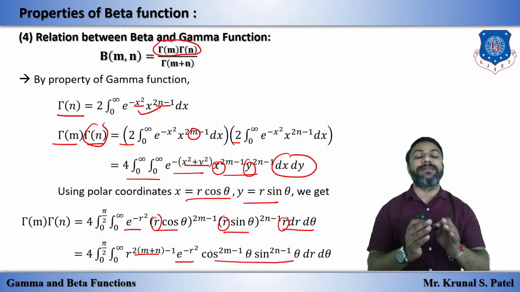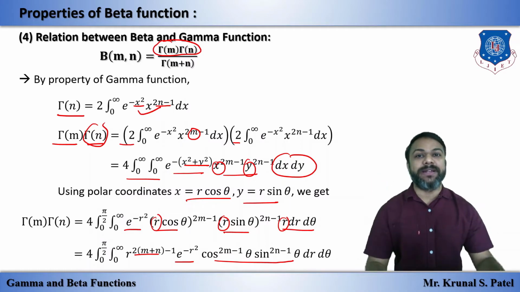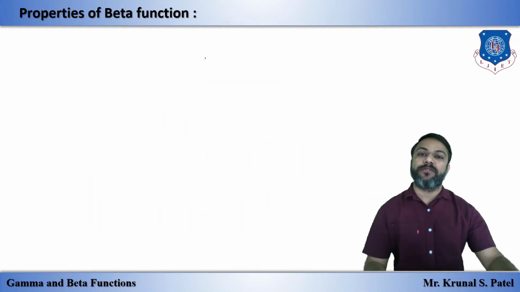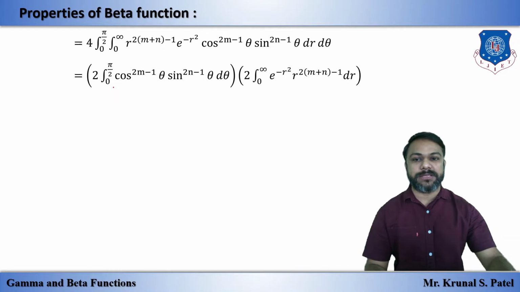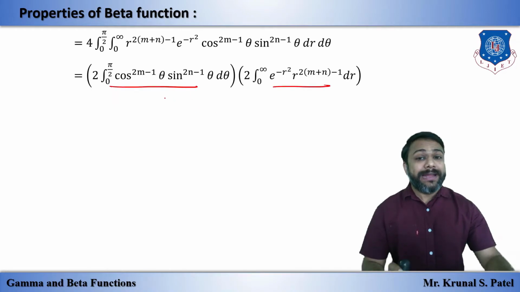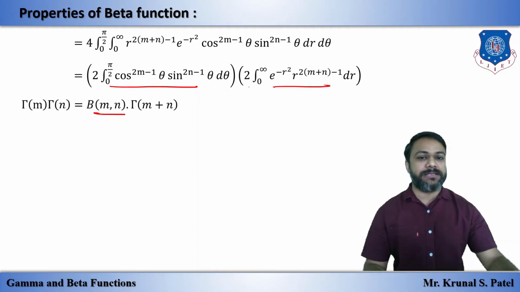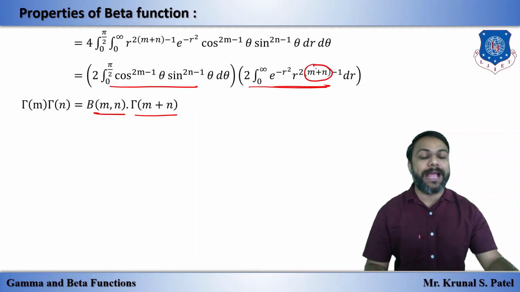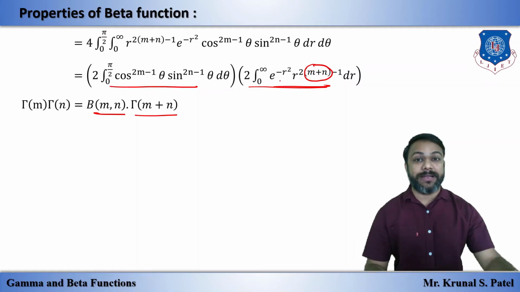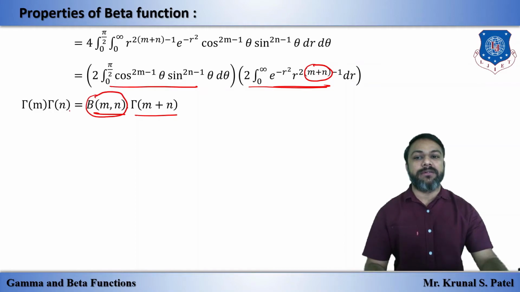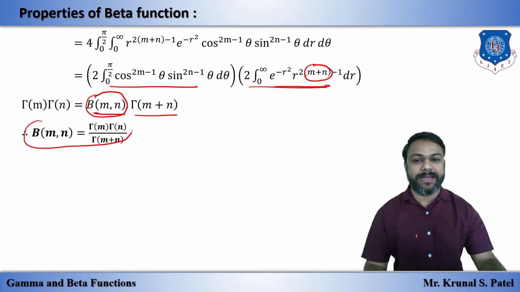So we can separate the integral, as we have seen in multiple integration, if the given function is a multiplication of 2 variables. So we have this integral in 2 parts. It is clearly seen that this is our beta(m,n) and this is our gamma(m plus n), using the second property of gamma as we have used. Now making beta(m,n) the subject, we have gamma m, gamma n upon gamma m plus n. This is the relation between beta and gamma.